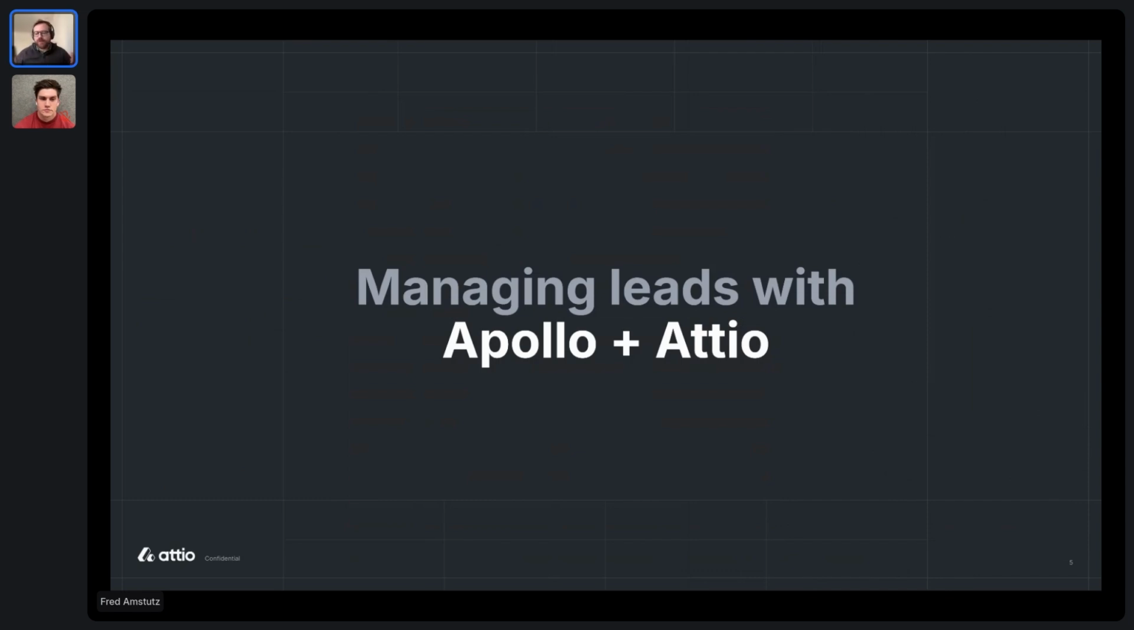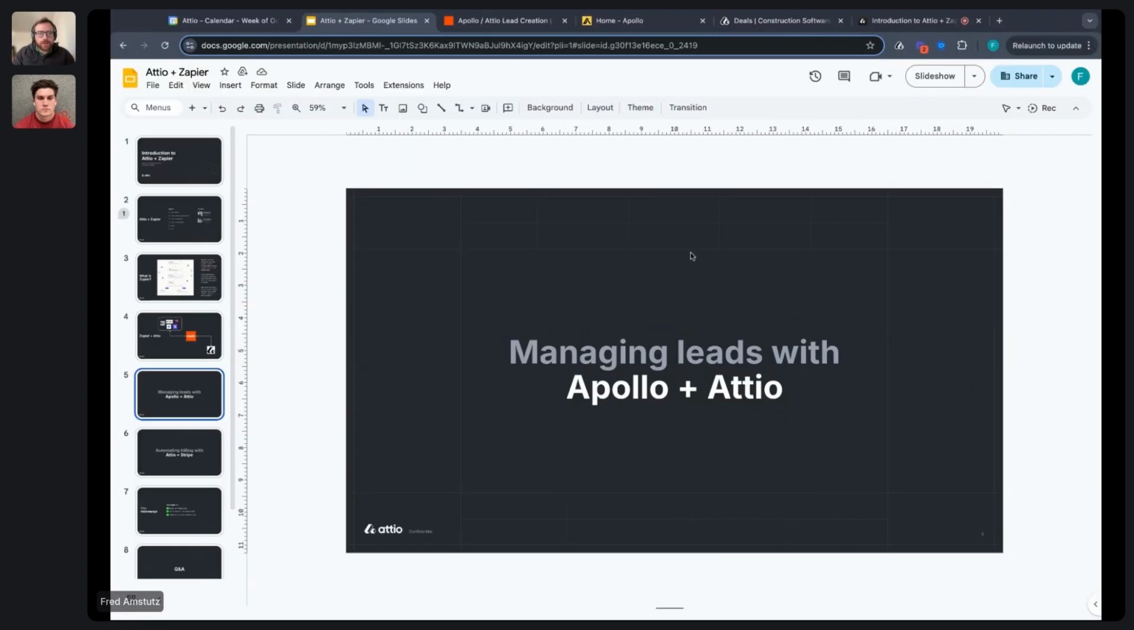And so I'm an SDR, I'm in there, I'm making calls, and I want a simple way to click one button in Apollo and actually have that set up a new contact and a new deal that's set in a lead stage in Attio for me, so that I don't have to go in and do that manually. So let's check out how we can use Zapier to facilitate that kind of connection. And I'm going to jump out of the slideshow here, and I'm going to pop over to Zapier.